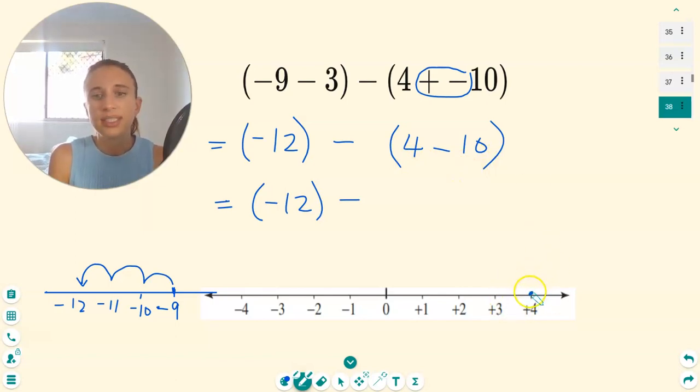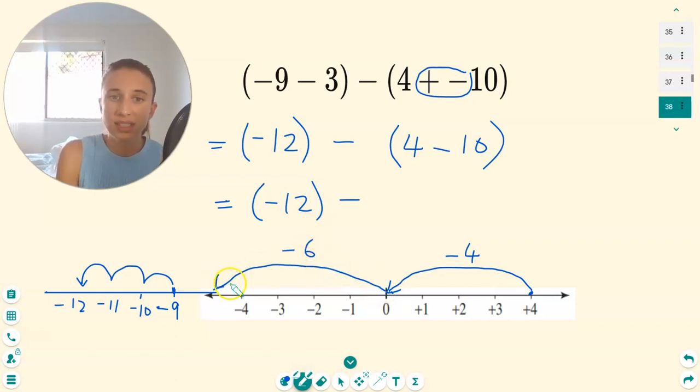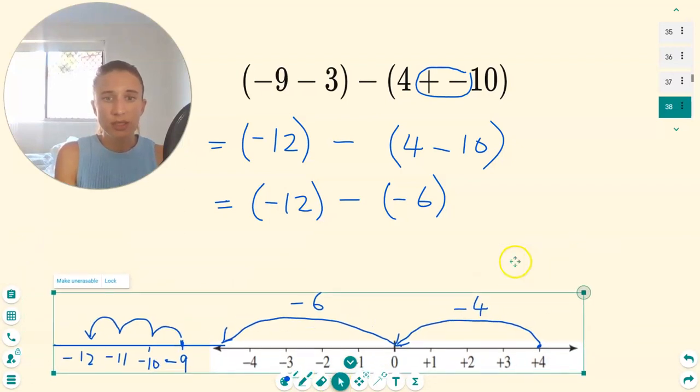4 taking away 10. 4 take away 4 will get me to 0. And then how do I make up that 10? I've got to take away another 6 somewhere. So 0 taking away 6 leaves me at negative 6. And I'd keep those brackets there. Keep the brackets around it until the end. And now look at what we've got. So I might just move this down.